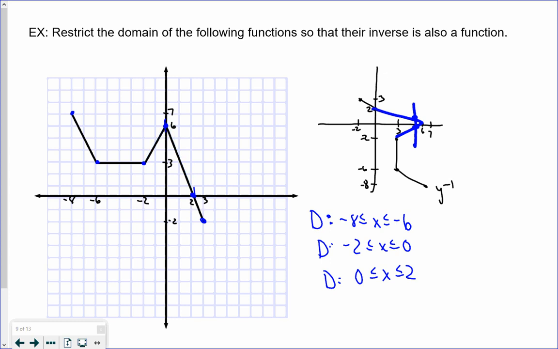Another part, could I go from here to here? So that would just be this little part right here. That is a function, so yep, that chunk works. So from 2 to 3.